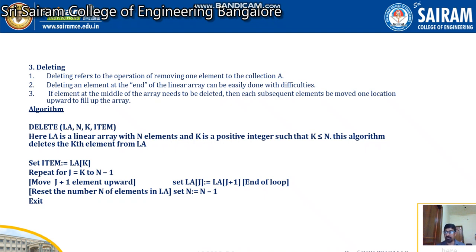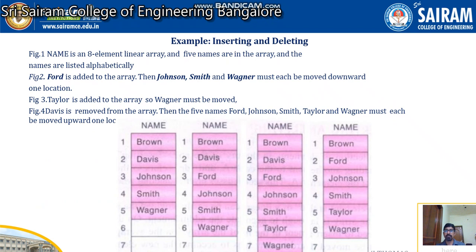Finally, what we are going to do is reset the number of elements to what was the count minus 1. So in this case, our count is n, so n is going to be reset as n minus 1. So this is how insertion and deletion normally take place.